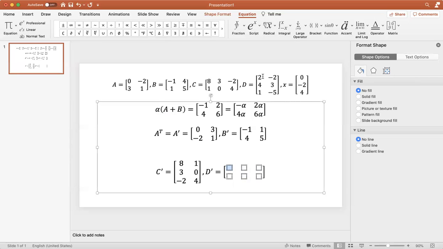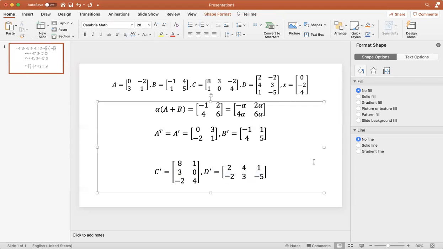So the endpoints are still intact. Just the endpoints, the 2 and -5 will remain intact. So this is going to be -5, and then rotate the columns into rows. So this is going to be 2, 4, 1, and then this is going to be -2, 3, 5. So that's the rotation.